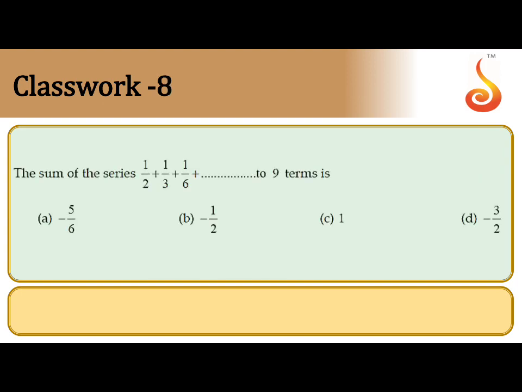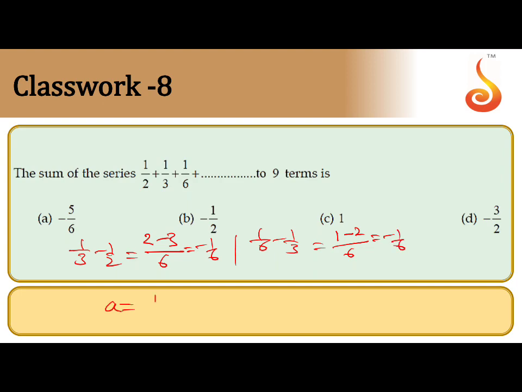Next, the sum of the series up to 9 terms. Here you can identify either AP or GP. First check for AP. So how to check AP? The first term A is 1 by 2. Take the common difference: 1 by 3 minus 1 by 2. So LCM 6, 2 minus 3, this is minus 1 by 6. You can check 1 by 6 minus 1 by 3 also. So LCM 6, here 1 minus 2, that is minus 1 by 6. The common difference is the same. That means here A equals 1 by 2 and D is minus 1 by 6.